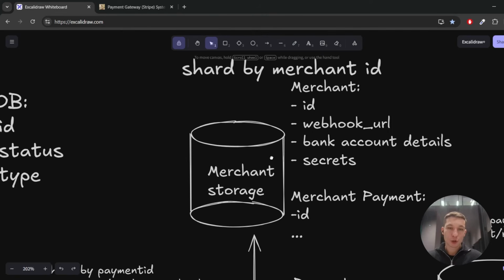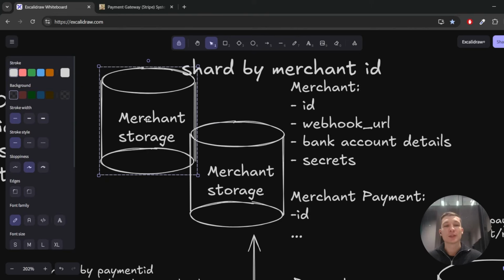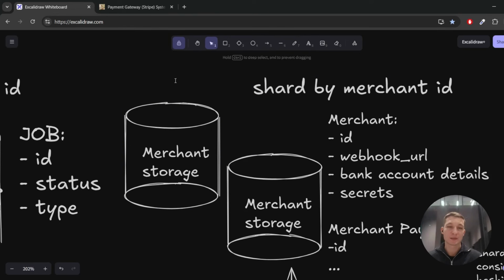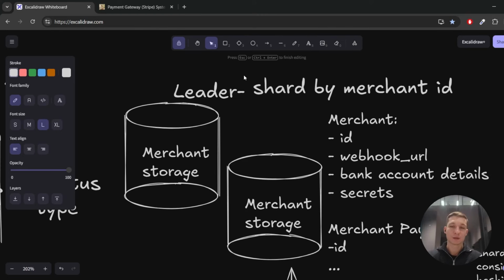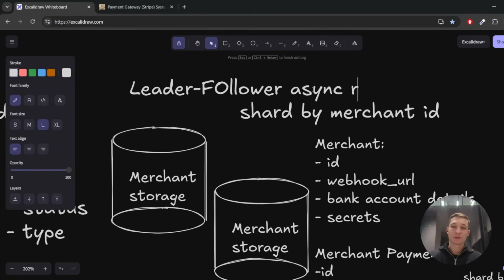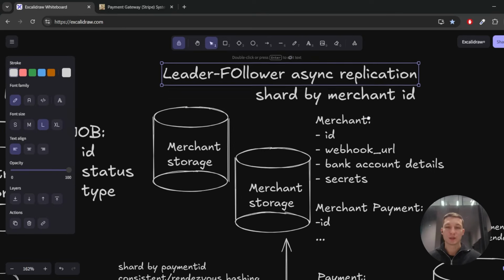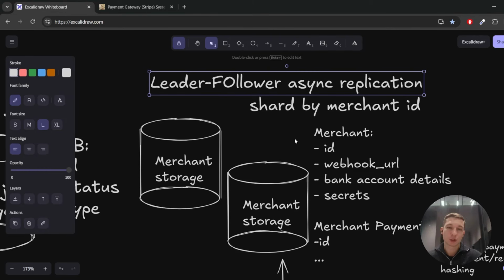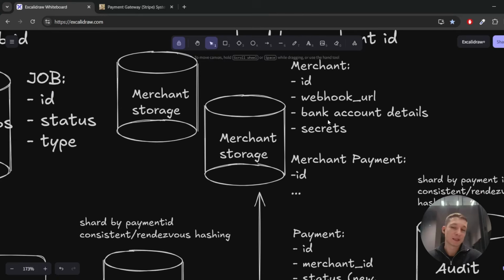Let's move to merchant storage, and since we agreed we can actually lose data here, because it's just a dashboard, right? So in this case, we can definitely say this is leader follower async replication, and this will be enough. Because this is cheap, this is fast, this is pretty effective, but in some small percentage of the cases we can lose data, but that's okay.